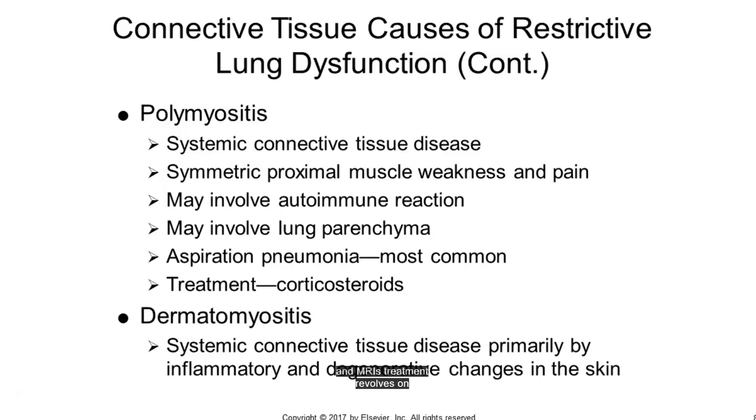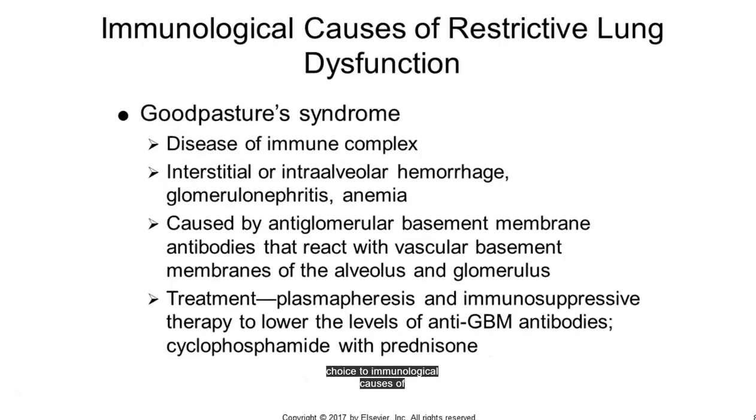Treatment revolves around resolving pulmonary issues, with corticosteroids being the treatment of choice. Two immunological causes of RLD are Goodpasture syndrome and Wegener's granulomatosis. Goodpasture syndrome is an immune complex disease that is characterized by interstitial or interalveolar hemorrhage, glomerulonephritis, and anemia.